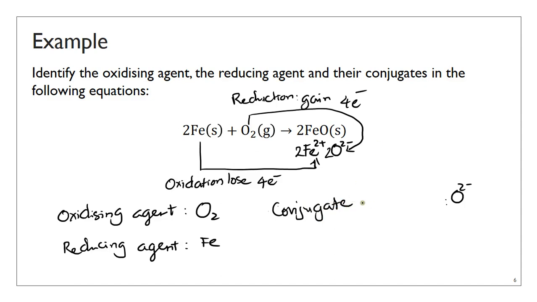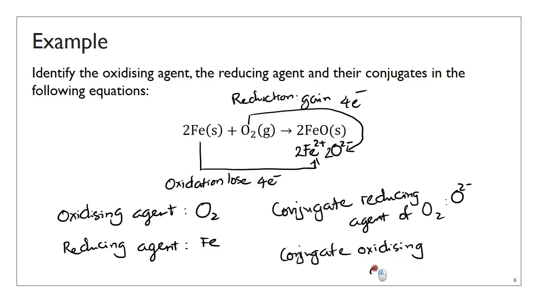There has to be a shortcut for this. Not really. The conjugate reducing agent of O2 is going to be O2-, and the conjugate oxidizing agent of Fe is Fe2+. Okay. You get better with practice. Now it's just a matter of remembering the terminology. So that's the first video.